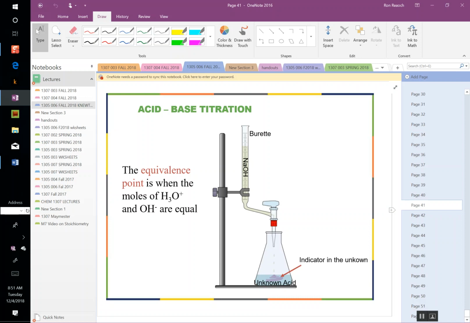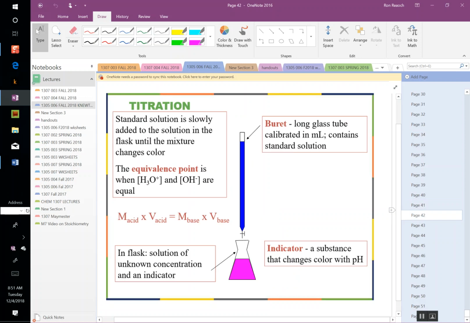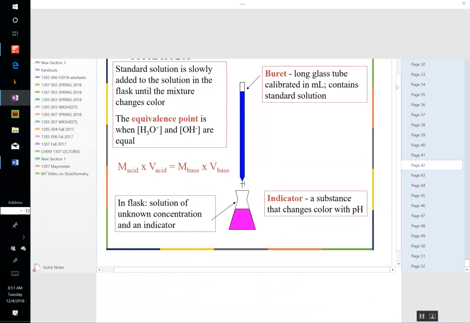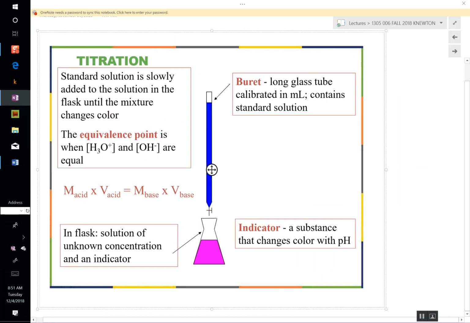So let me see what we got slide-wise. Yeah, here we go. I like this slide better. The other one was an OpenStax slide. This one I got somewhere else, I think.